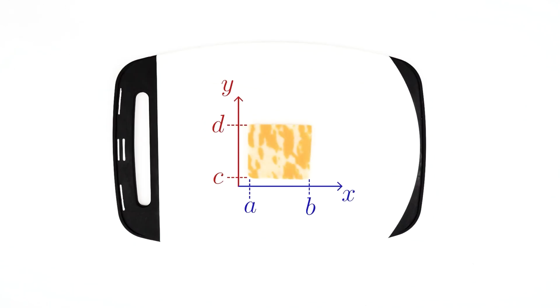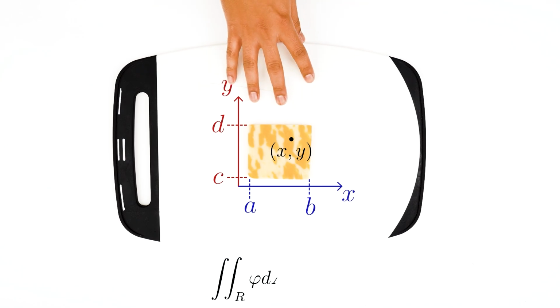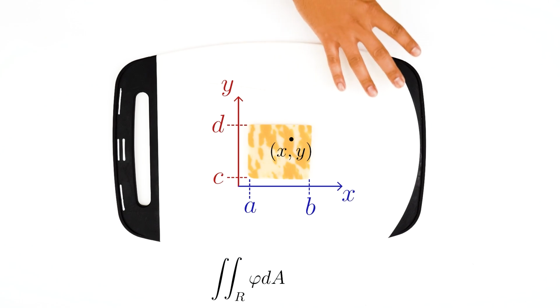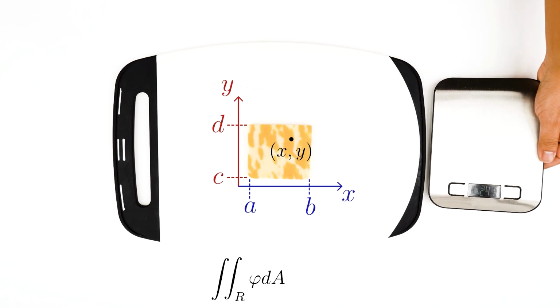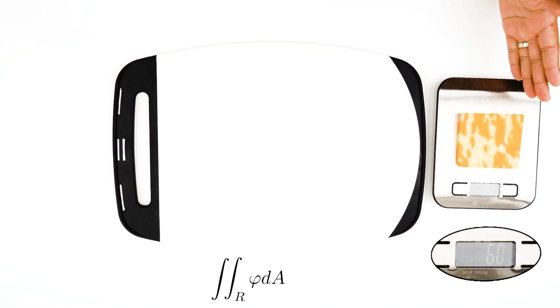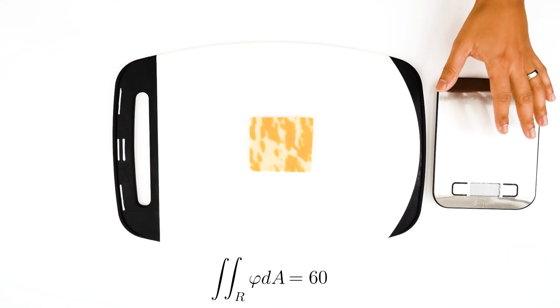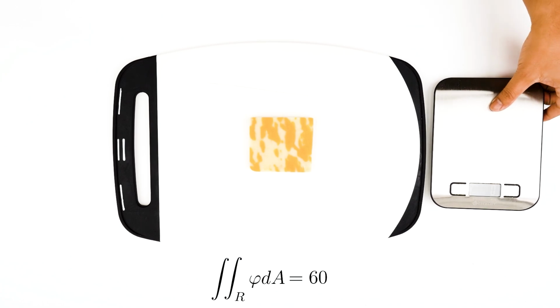Remember, phi of xy represents the mass density of the cheese at the point xy. The 2-dimensional Darboux integral corresponds to the actual definition for the mass of the cheese. You can think of this as the mass of the cheese measured all at once. For example, I can measure its mass with a scale. The mass is 60 grams, so the integral is equal to 60 grams. This explains how to think about this aspect of Fubini's theorem.